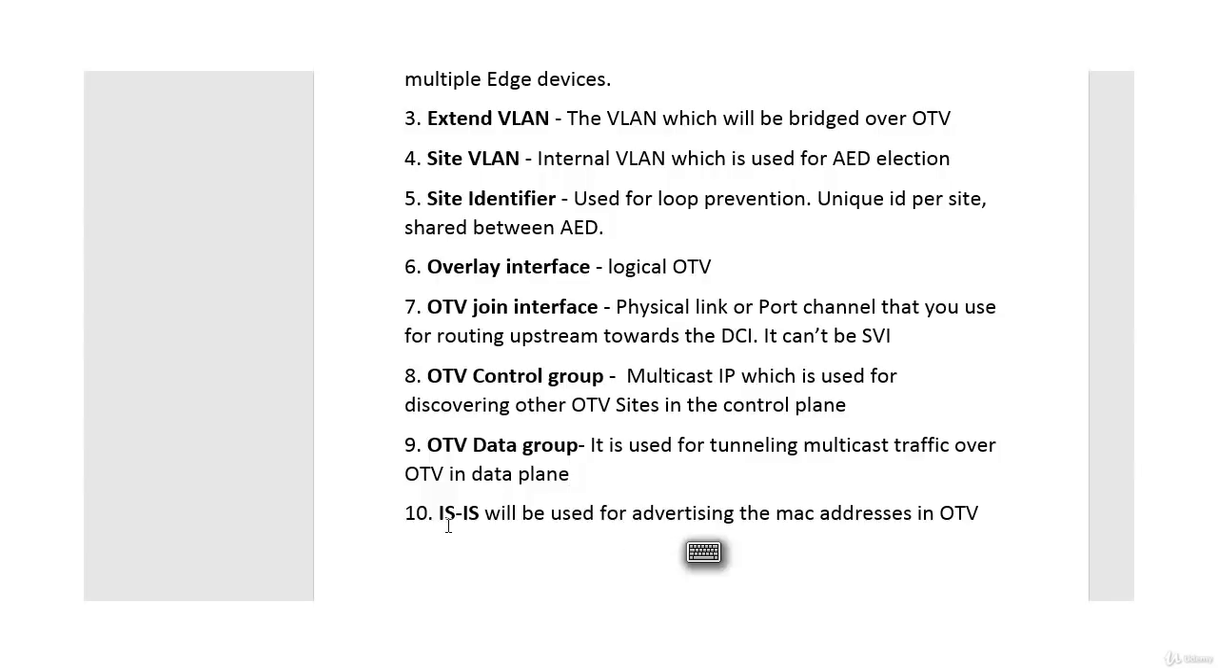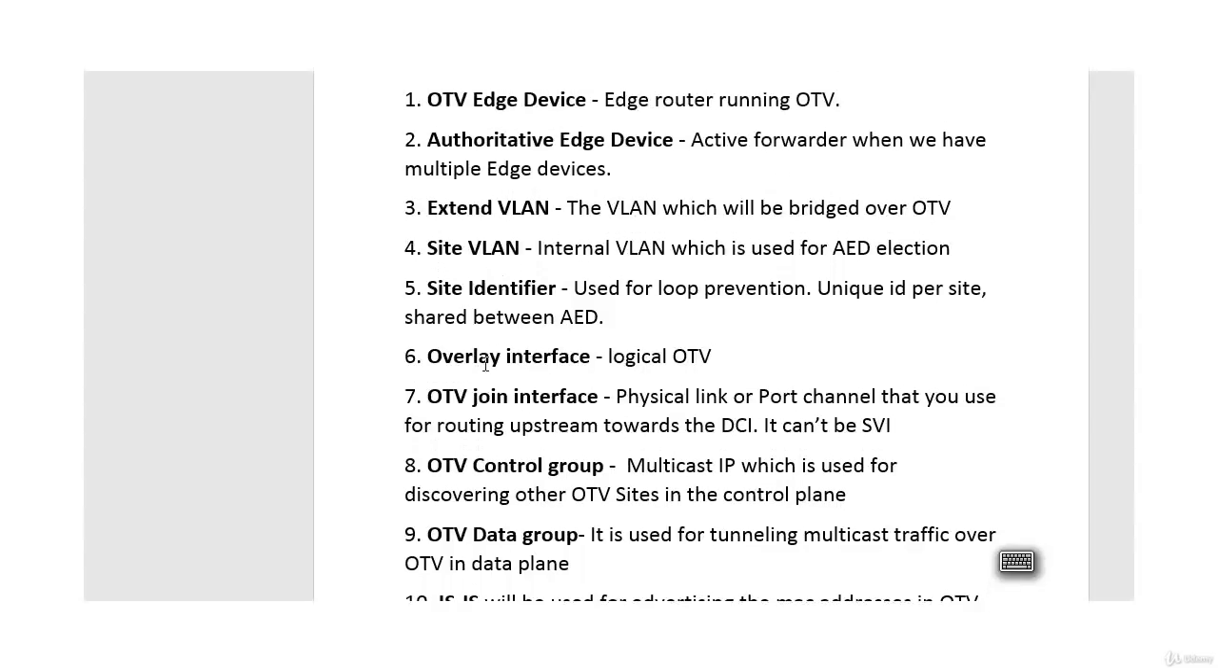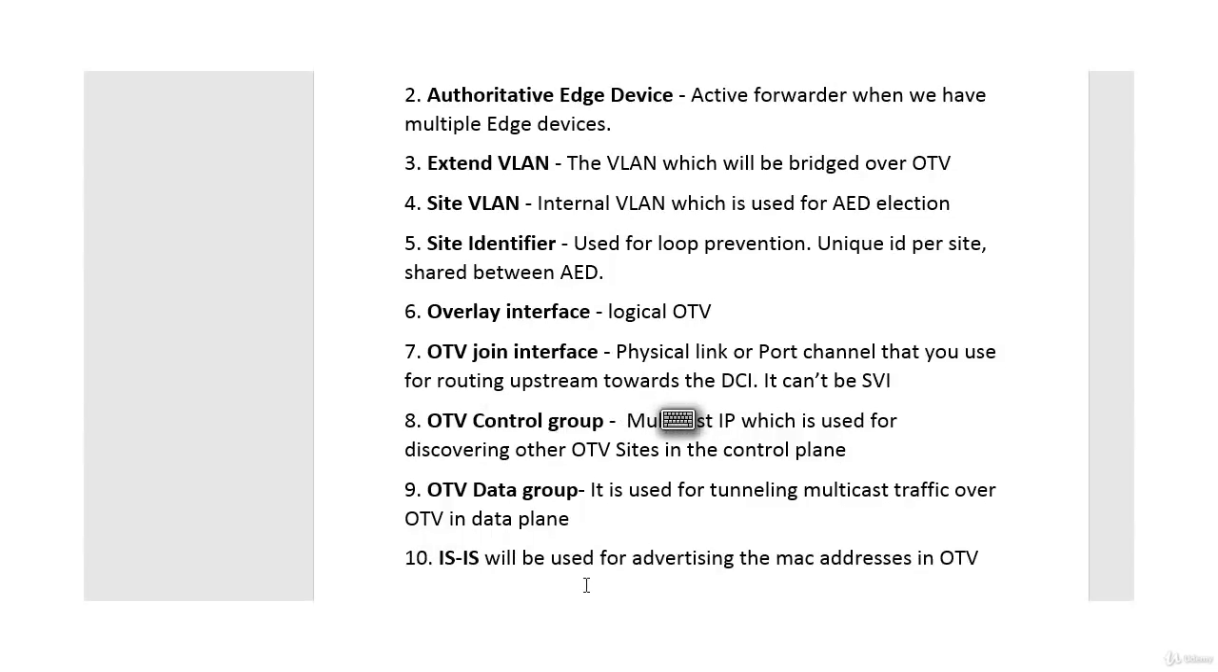Okay, the difference between FabricPath and OTV is that in OTV the MAC addresses will be advertised. In FabricPath, conversational MAC learning was being used. Also note that you have to configure jumbo frames on these join interfaces because fragmentation is not supported. All right, I'll show you how to do it.